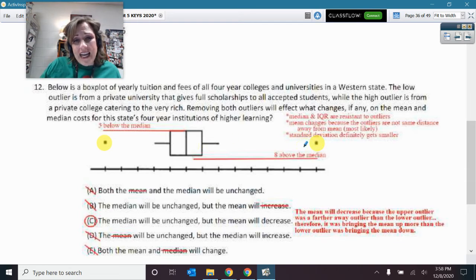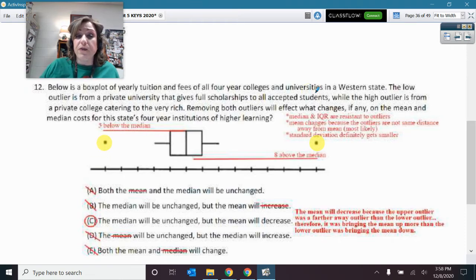I've got this higher one. Otherwise, it's symmetric. Other than this outlier and that outlier, it's symmetric. So it says while the high outlier is from a private college catering to the very rich, that lower outlier is a private university which gives full scholarships to all accepted students. So removing both outliers will affect what? Well, it's definitely going to affect the mean or the standard deviation, but I guess it's just asking about mean and median.